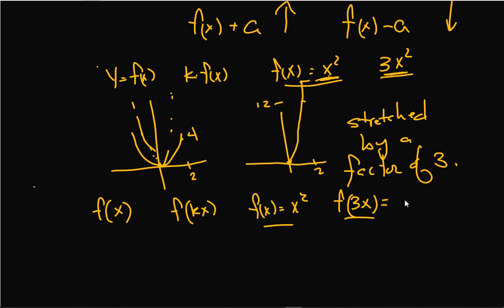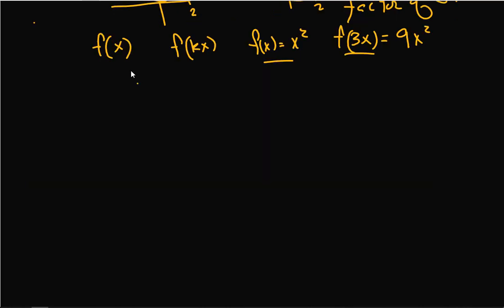So 3x squared, 3x like that, would give us 9x squared. So we know what that's going to look like. So if this was the original, then the new one is going to go up much more quickly because it's 9x squared.